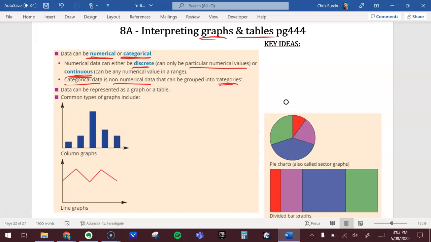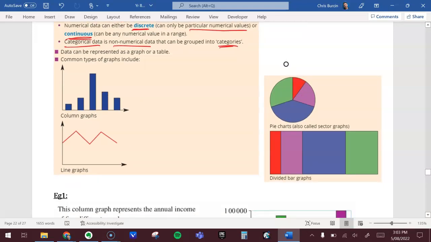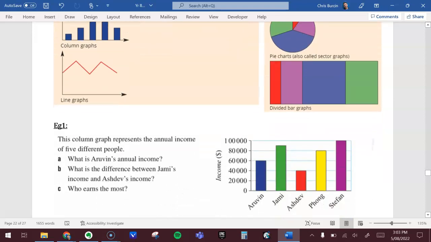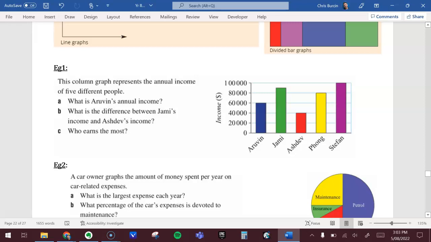Column graphs have an X and Y axis. Line graphs also use the X and Y axis. Charts like pie charts and divided bar graphs use a sector or section of a space to show you that data. So let's look at some of them. This column graph represents annual income, and income is here on the vertical or y-axis, of 5 different people.